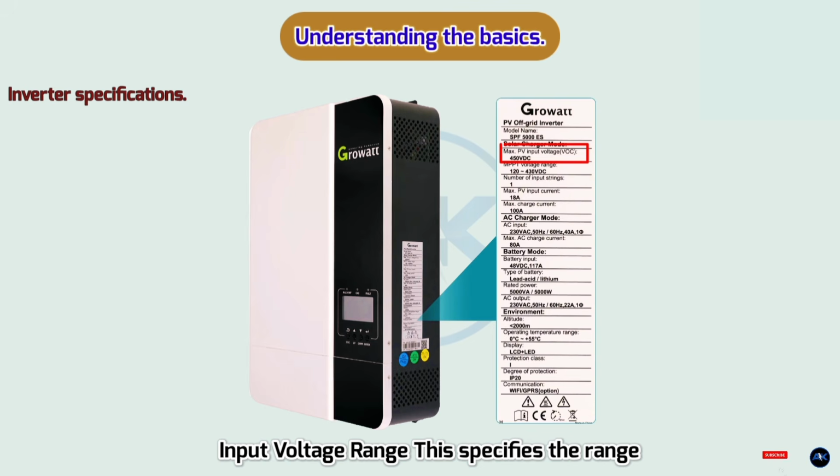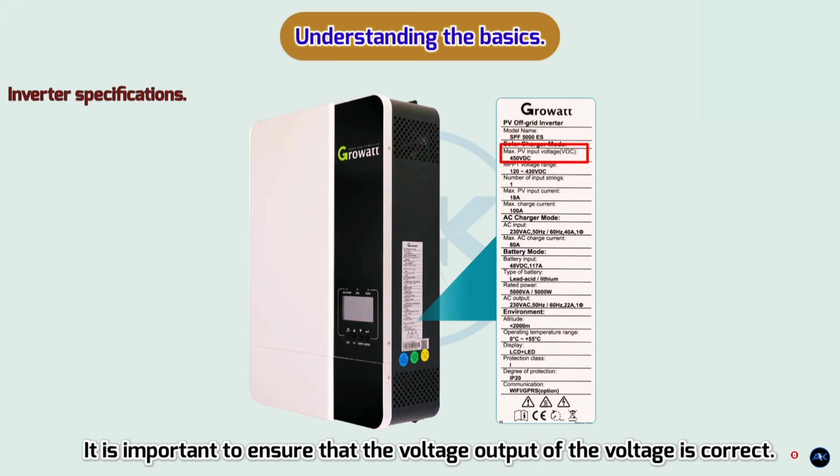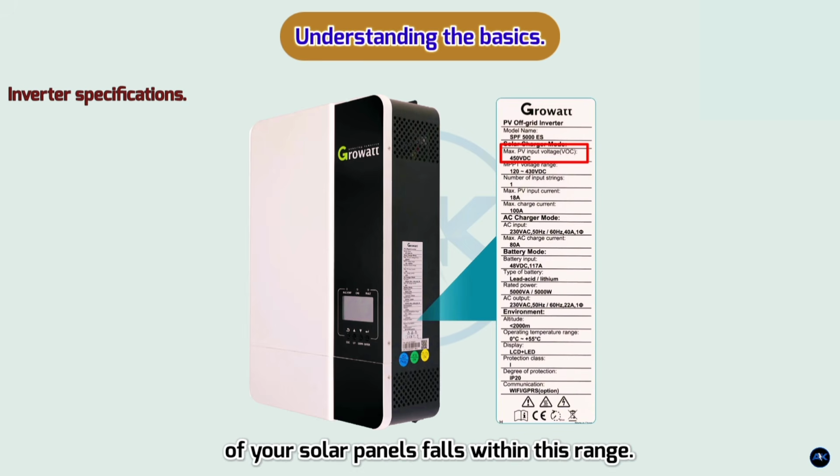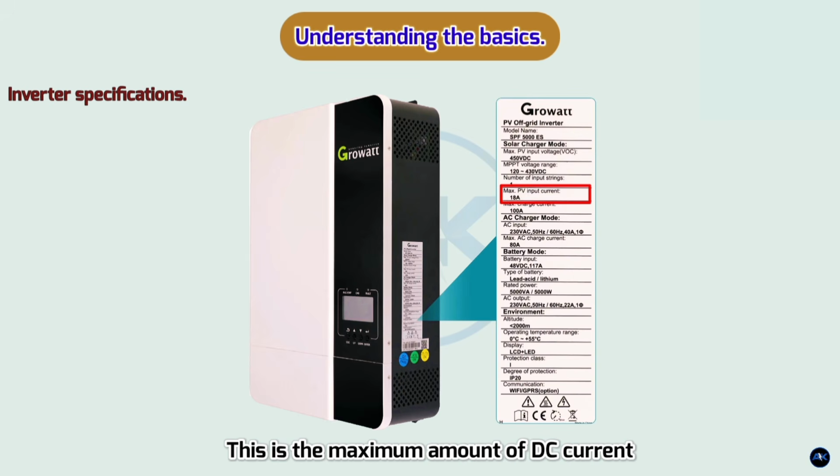Input voltage range. This specifies the range of DC voltages the inverter can accept from your solar panels. It's important to ensure that the voltage output of your solar panels falls within this range. Maximum input current. This is the maximum amount of DC current the inverter can handle. It's crucial to consider this when designing your solar panel array.